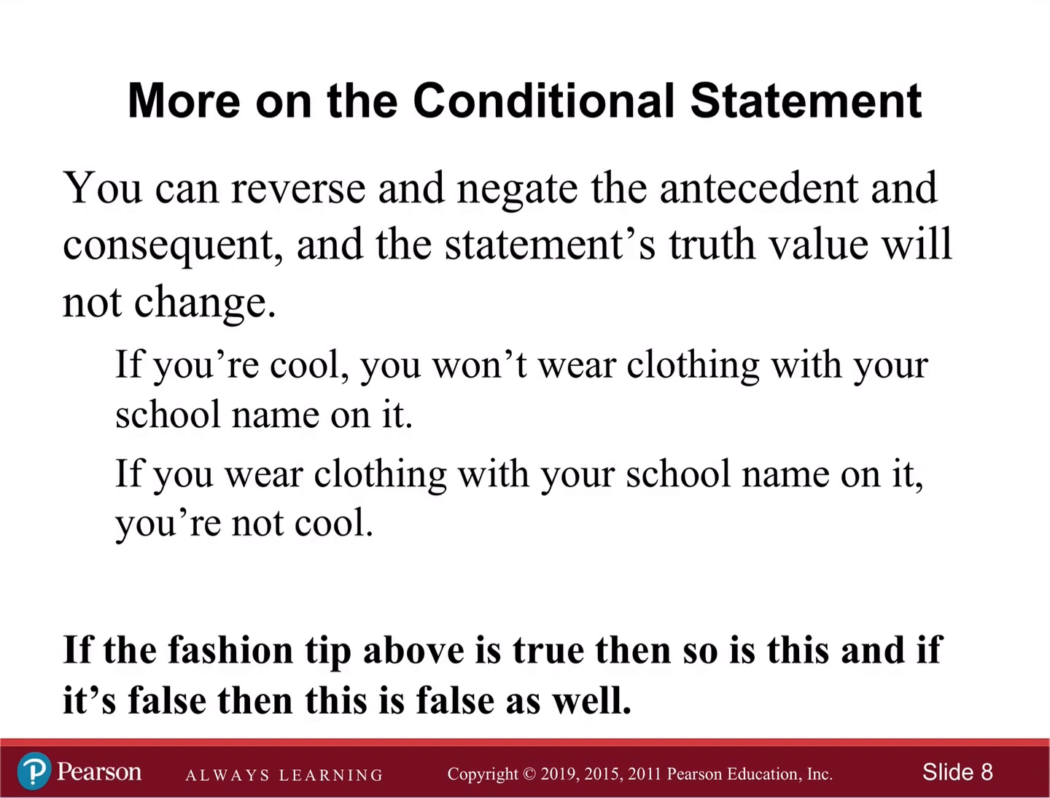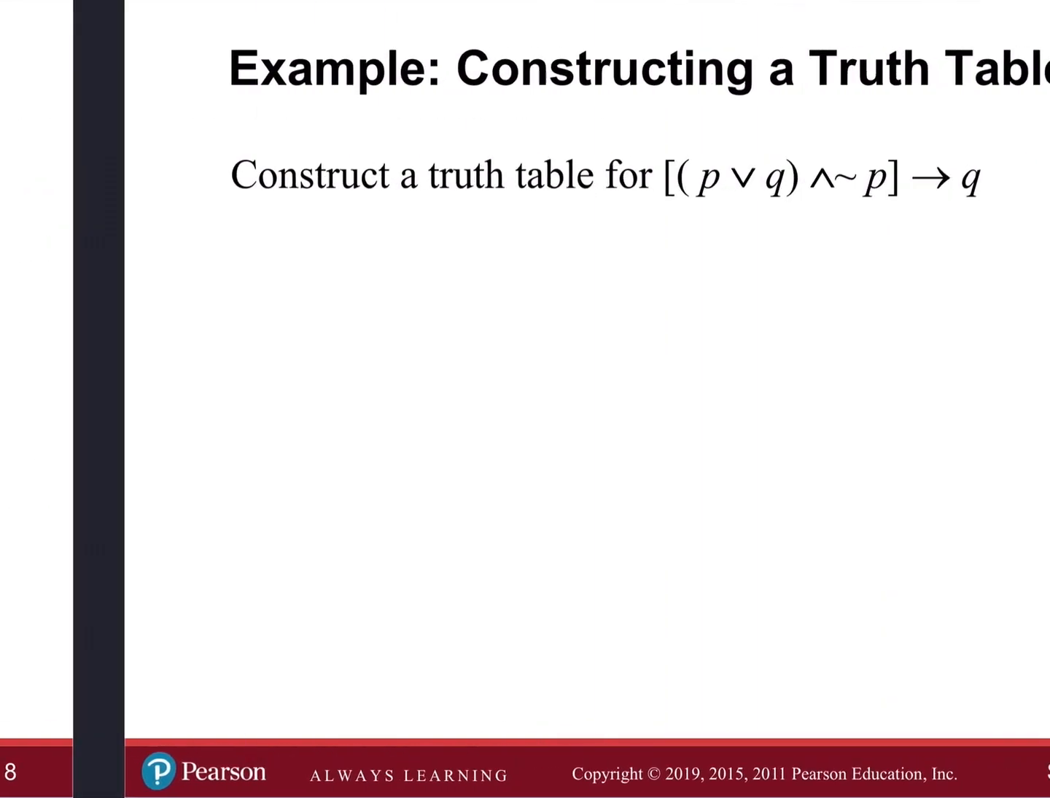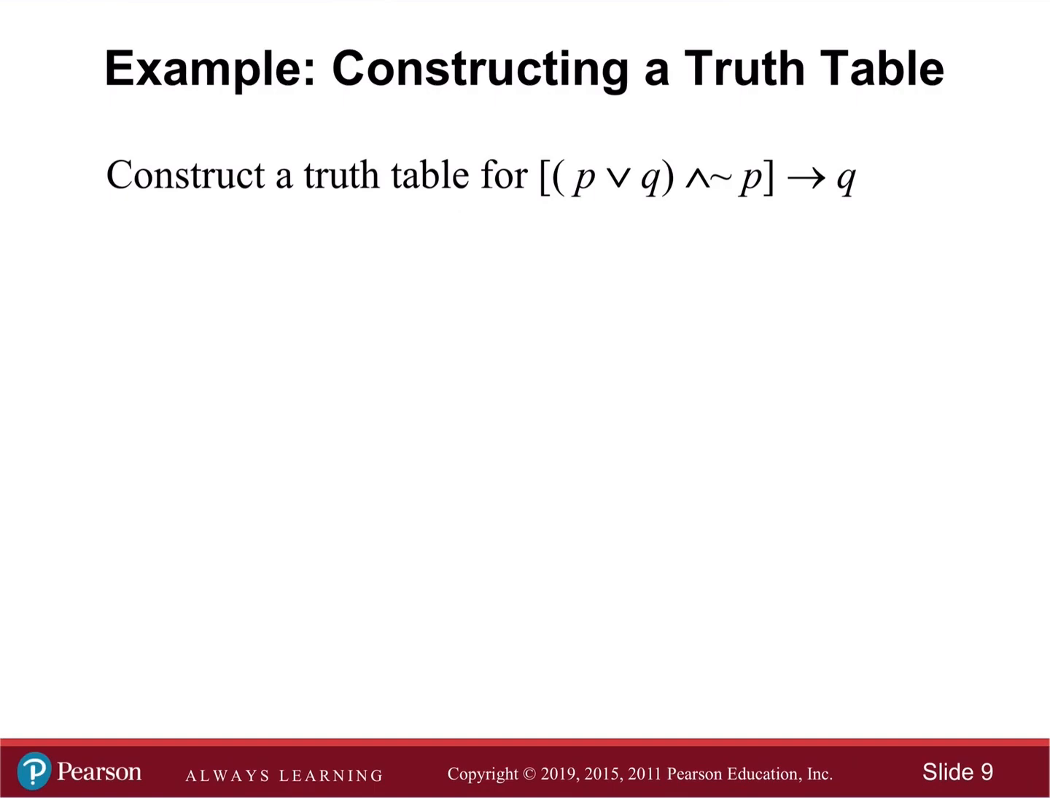Oh, reverse and negate the antecedent, right? Not only do you have to reverse it, but you also have to negate it in order to maintain the veracity, or the truth value. If you're cool, you won't wear clothing. If you wear clothing with your school name on it, then you're not cool, right? So in order to preserve the truth value, you reverse the order and negate it, right? If you just reverse it without negating it, it does not preserve the truth value.